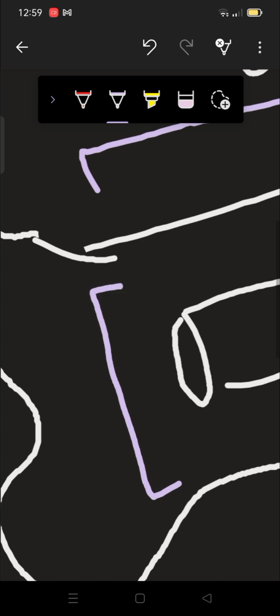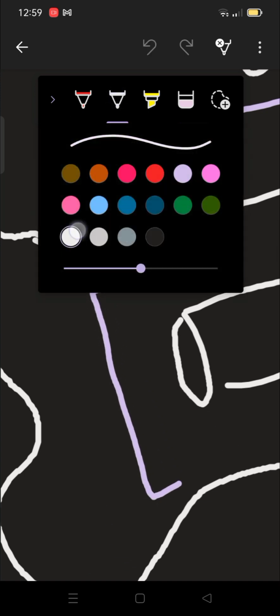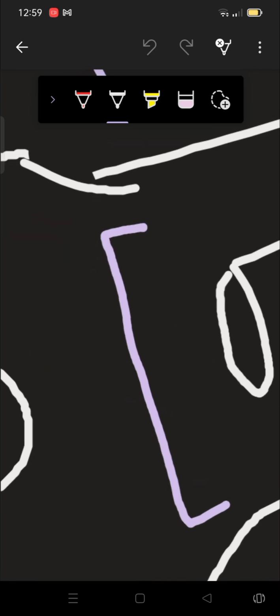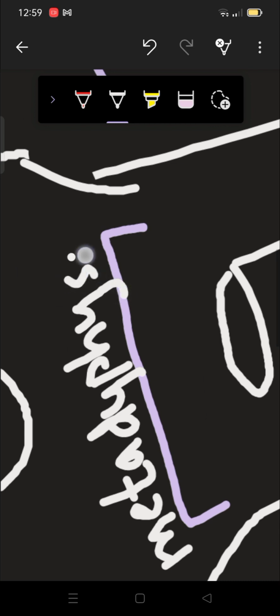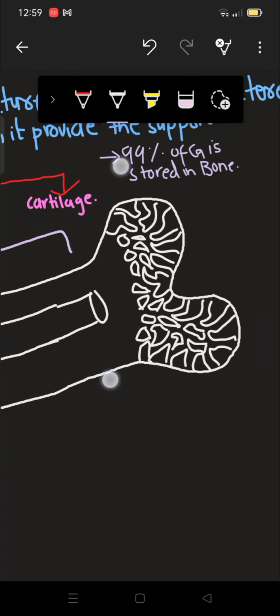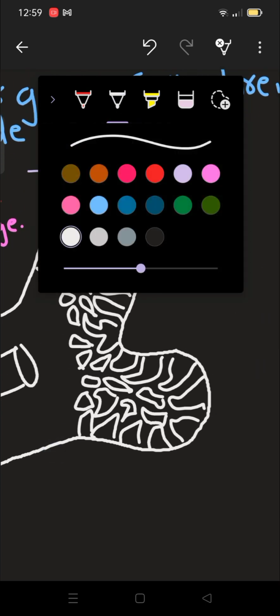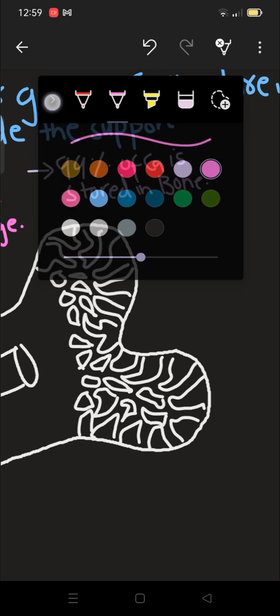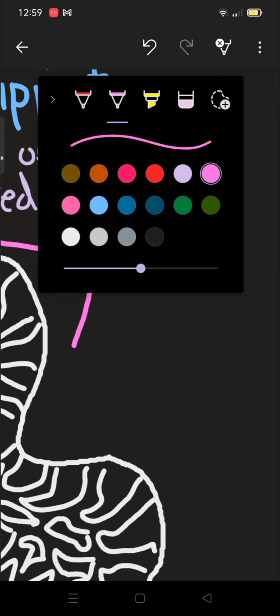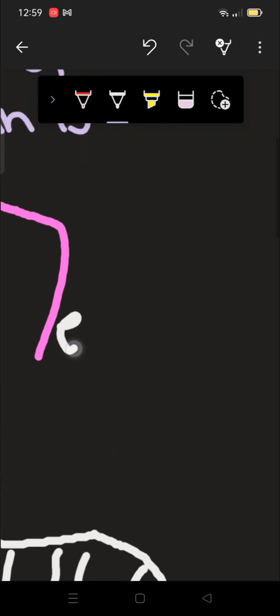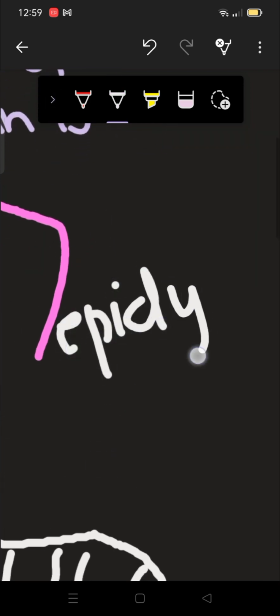Wait, let me make it here first. Now I'm going to write. This structure is known as metadiaphysis. Then again we have the third structure here. Let me make that as well, with this color. This structure is known as epidiaphysis.